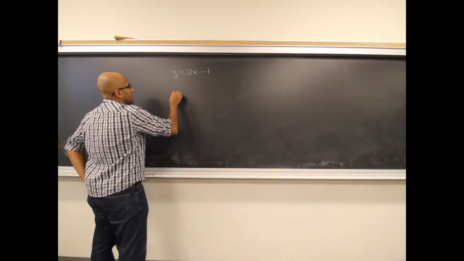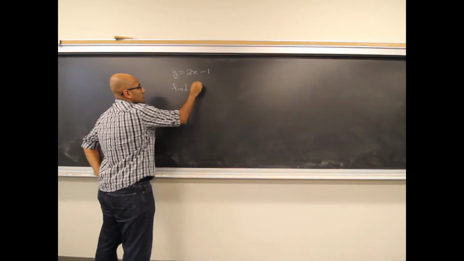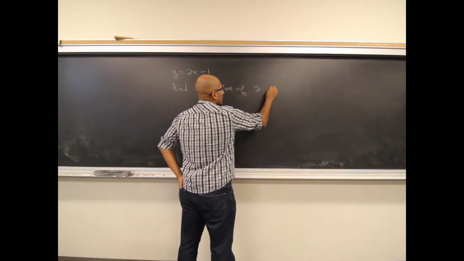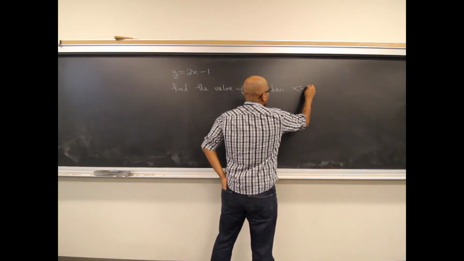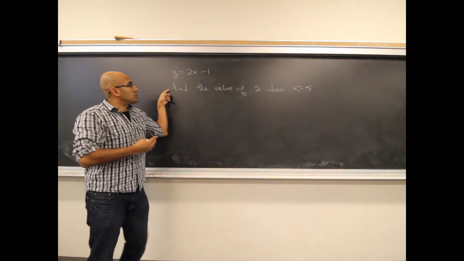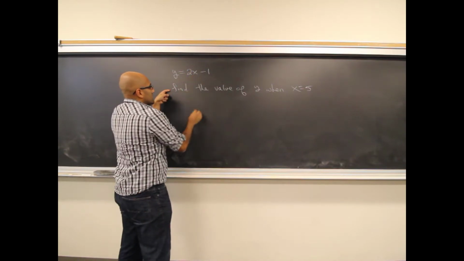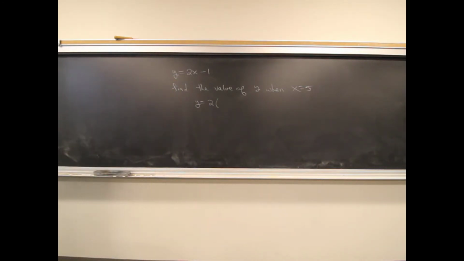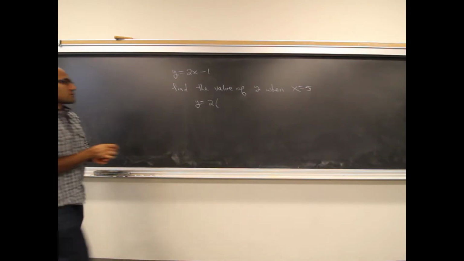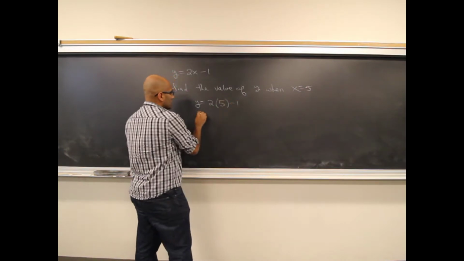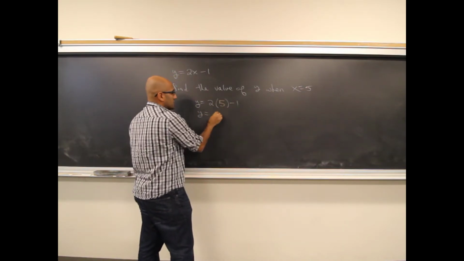They would say, find the value of y when x equals 5. Right? Nice long sentence like that, so it was clear what you needed to do. What you needed to do is come back up here and say y equals 2 times, and this is where you input the 5. Let's see how this looks. Input the 5, and then minus 1, so y equals 10 minus 1, which is equal to 9.